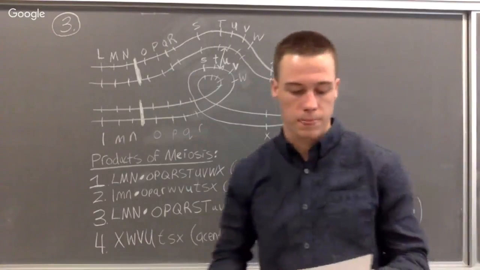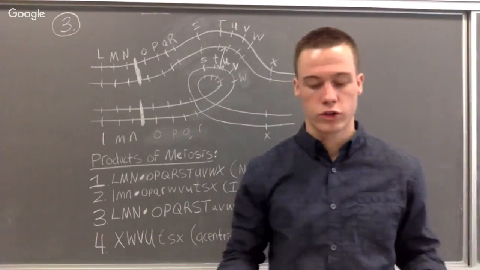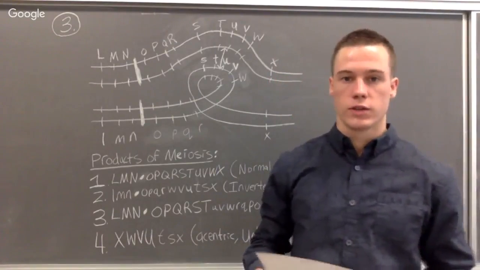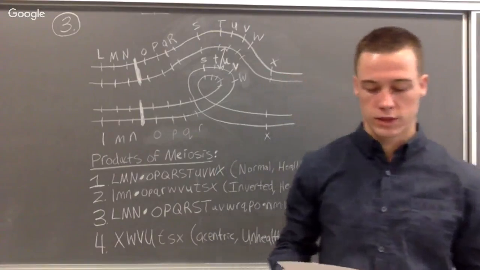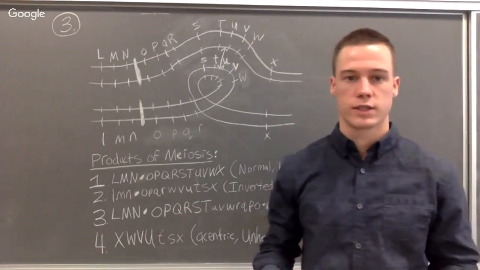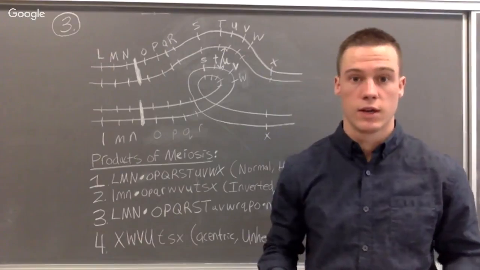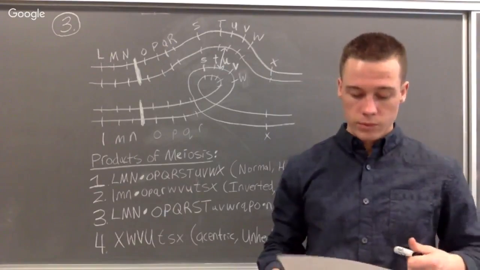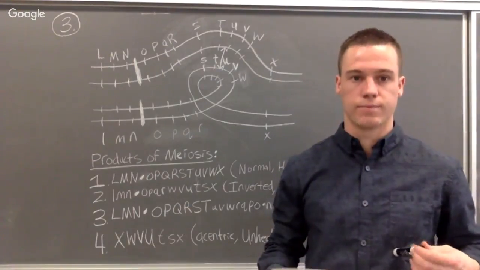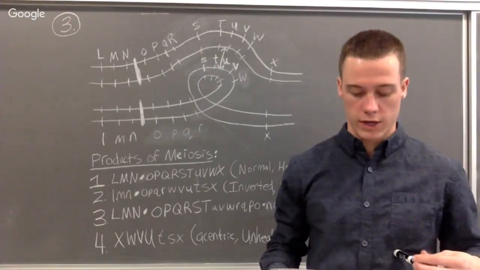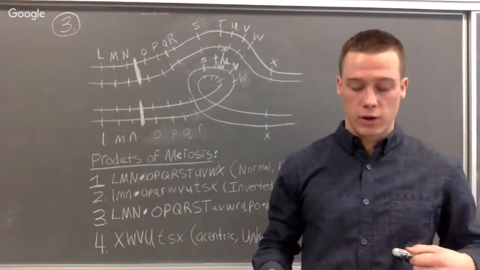So number 3 is talking about an inverted chromosome. A chromosome gets inverted, but it's still going to try to synapse during prophase 1 with the other chromosome, so that they can then segregate into their appropriate gametes during meiosis.